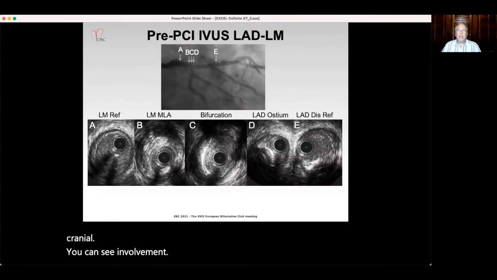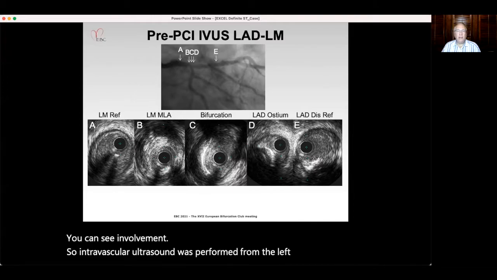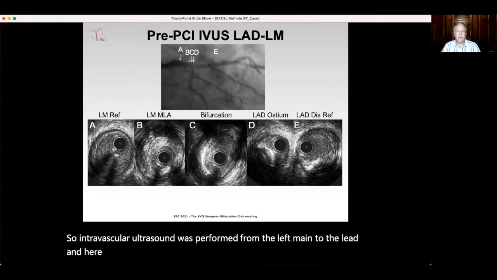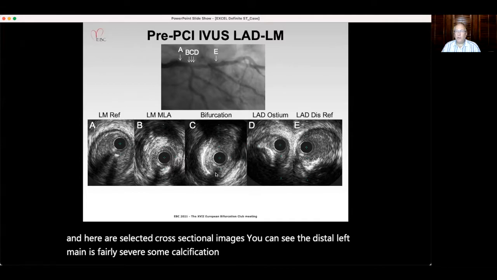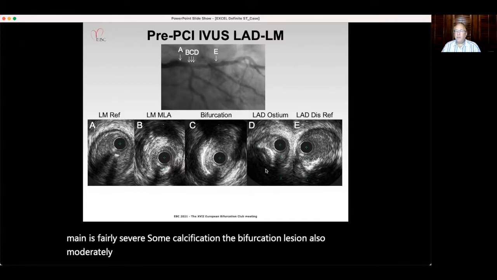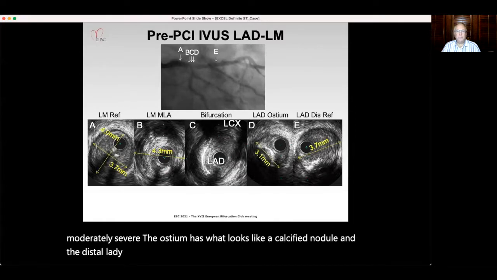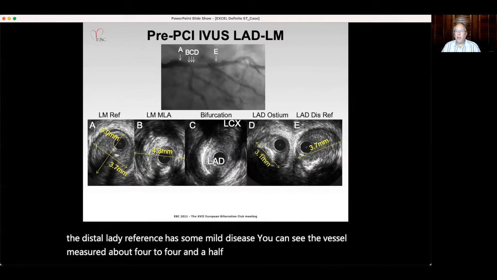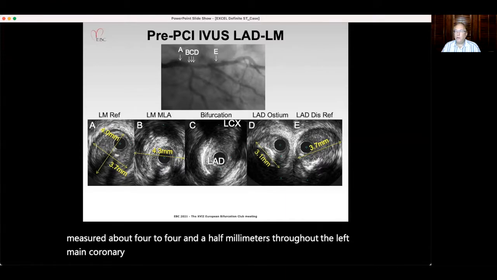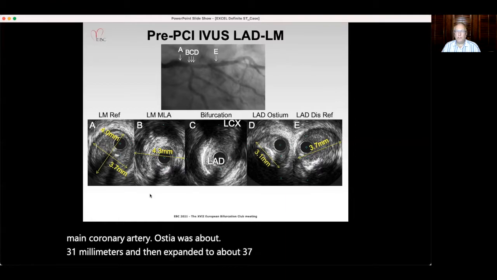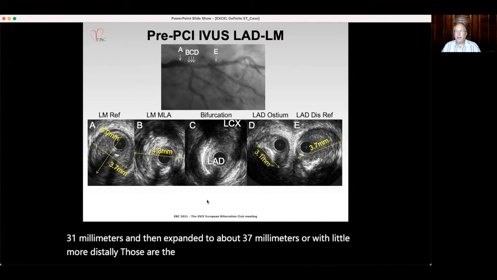So intravascular ultrasound was performed from the left main to the LAD, and here are selected cross-sectional images. You can see the distal left main is fairly severe, some calcification. The bifurcation lesion also moderately severe. The LAD ostium has what looks like a calcified nodule, and the distal LAD reference has some mild disease. You can see the vessel measured about 4 to 4.5 millimeters throughout the left main coronary artery. The LAD ostium was about 3.1 millimeters, and then it expanded to about 3.7 millimeters a little more distally. Those are the reference external elastic membrane measurements.